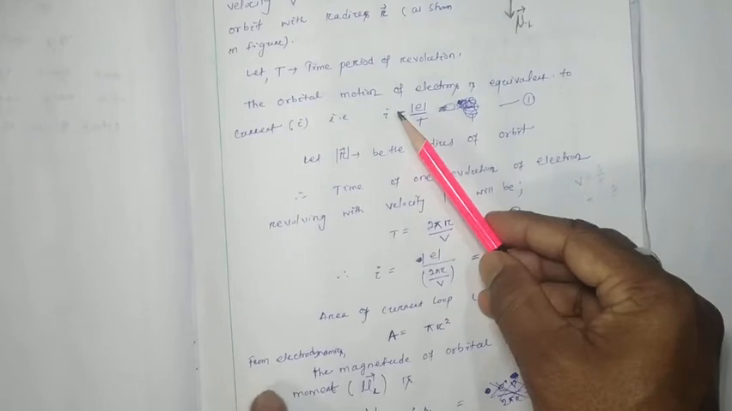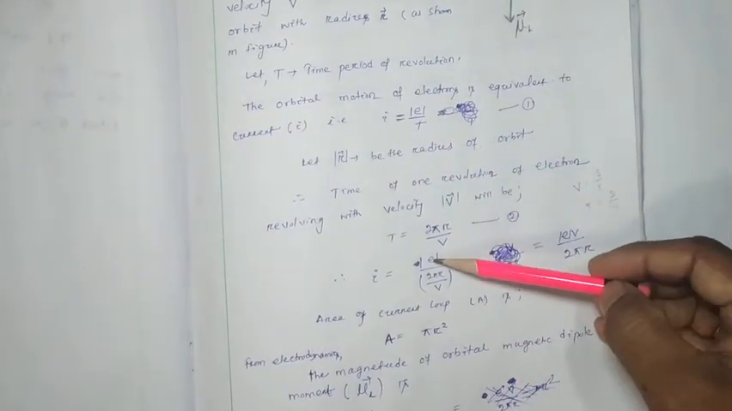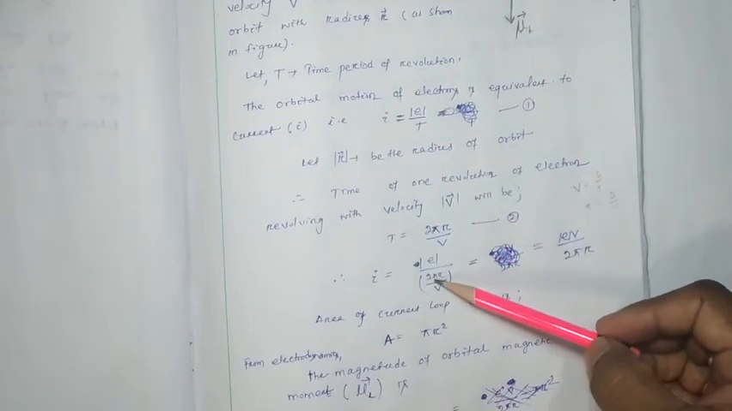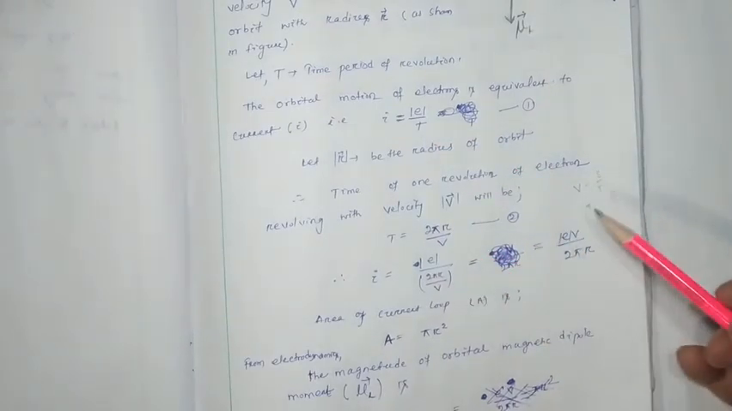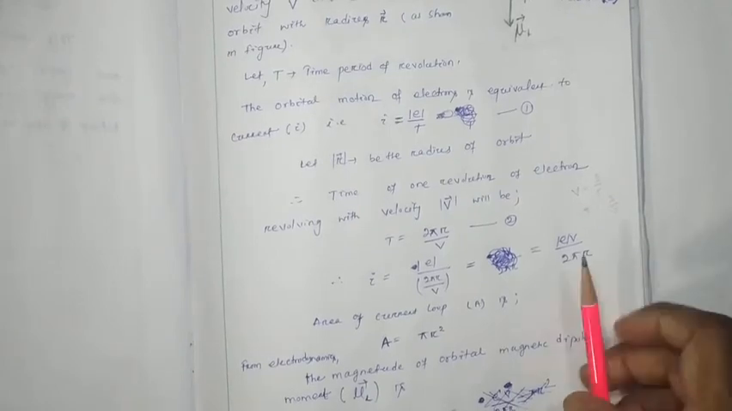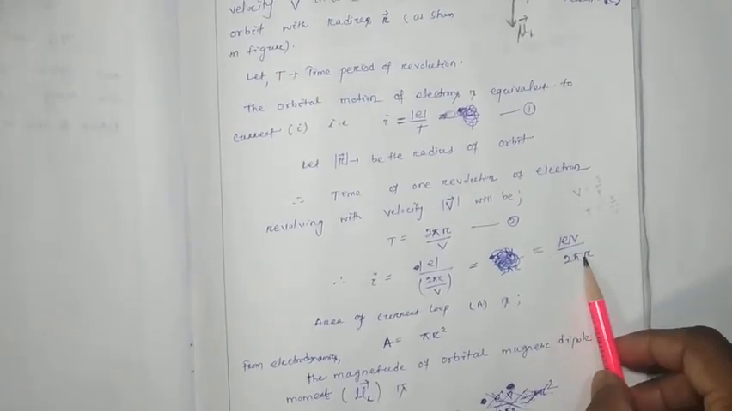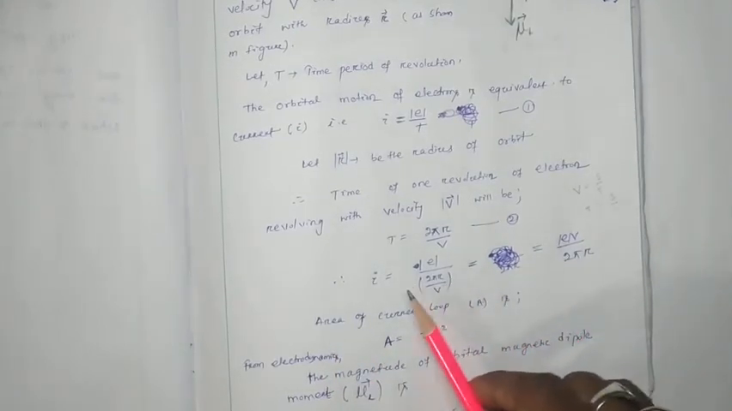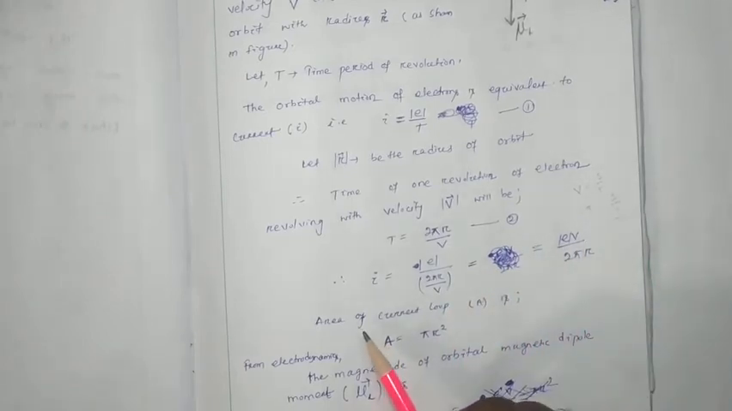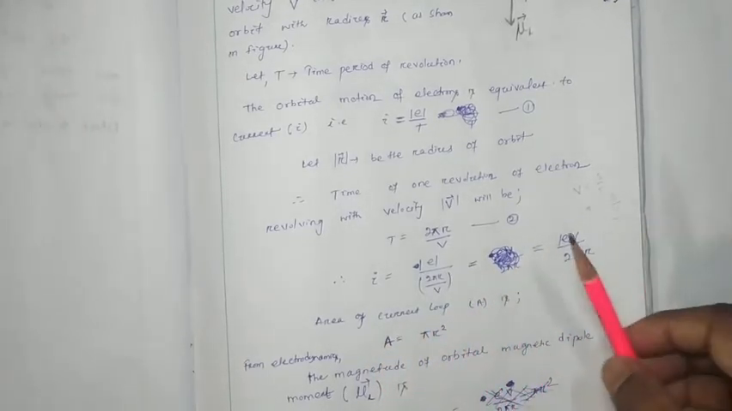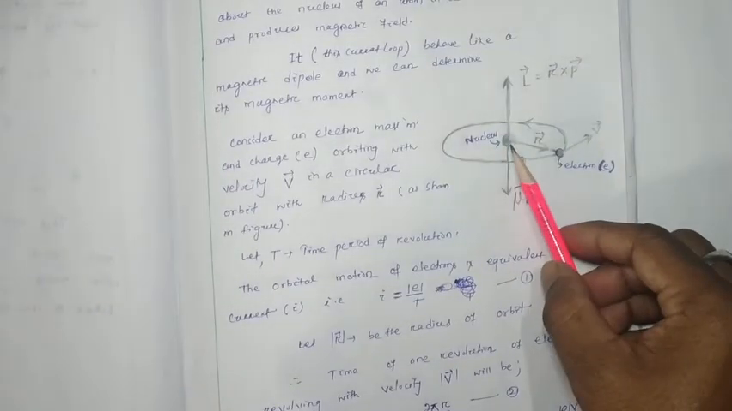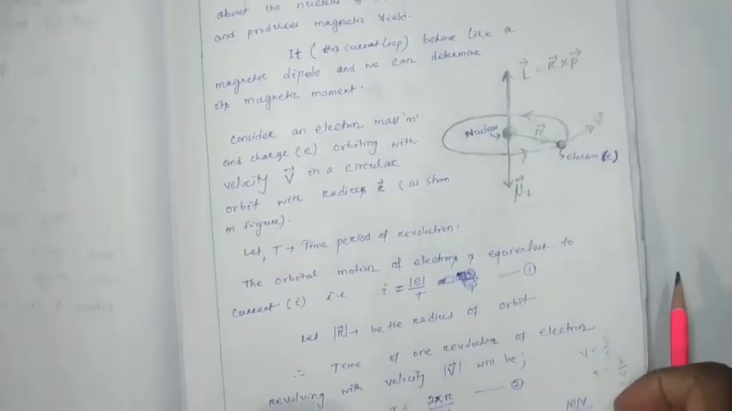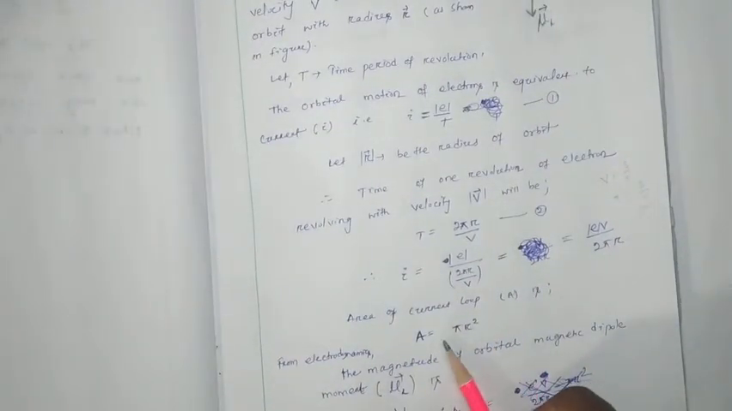So the current I will be the modulus of the charge e divided by T. We found T is 2 pi r by v, so I equals modulus e times v by 2 pi r. This is called the current. Now the area of the current loop: the radius is r, so the area of this loop will be pi r square.